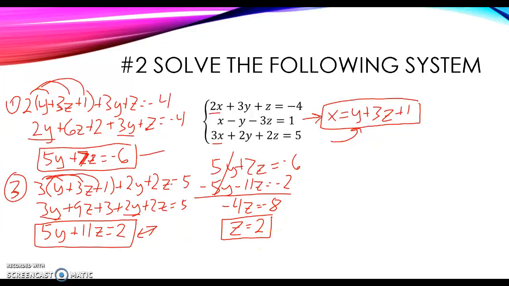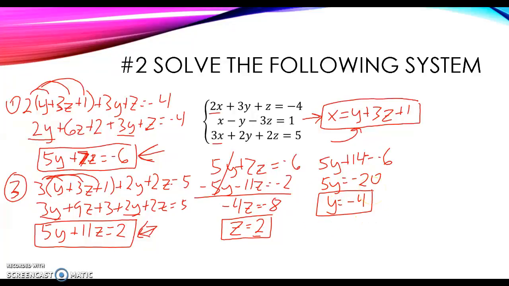Then I can go back to one of these equations here to figure out what y is. So if I go back to this one here, I have 5 times y plus 7 times z. Well, that's going to be plus 14 because it's 7 times 2, because z is 2. That equals negative 6. And so I'm going to subtract 14 from both sides, and I'll have 5y equals negative 20. And if I divide by 5, then y is negative 4.